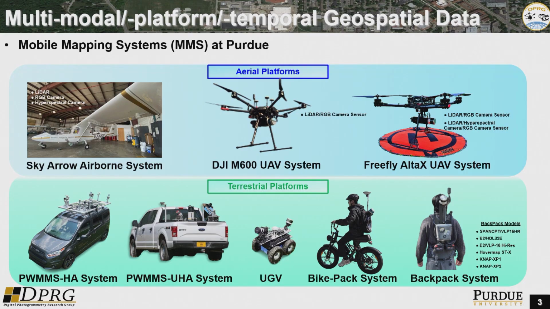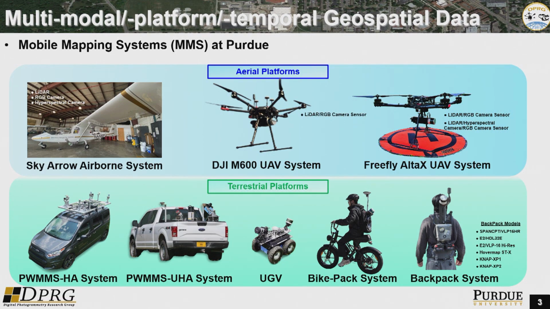And then the top row, we see the airborne systems. So we have the UAV systems. We have two generations, the old generation where we had the payload on a DJI M600 and the newer one on the FreeFly Alta X. And the one which is in the top left, this is actually our newest development.